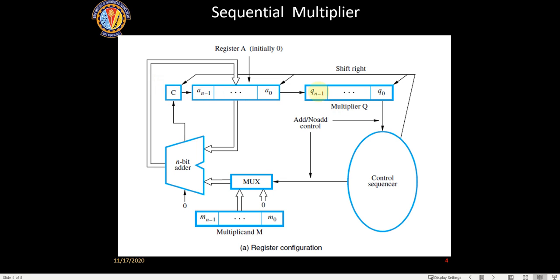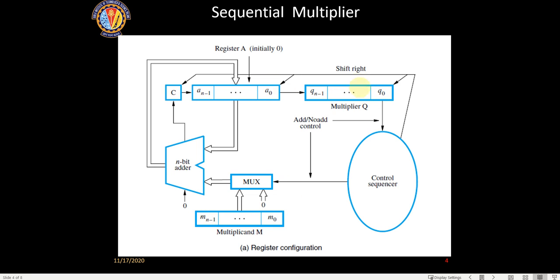If it is 4-bit, this will also be 4-bit. This is the 5th bit which caters for the carry coming from this stage. So this is one register, this is one register, this is a third register, this is a mux. Now what we are doing is, initially this is all 0, the accumulator is also all 0 here, and the multiplicand you have put here.